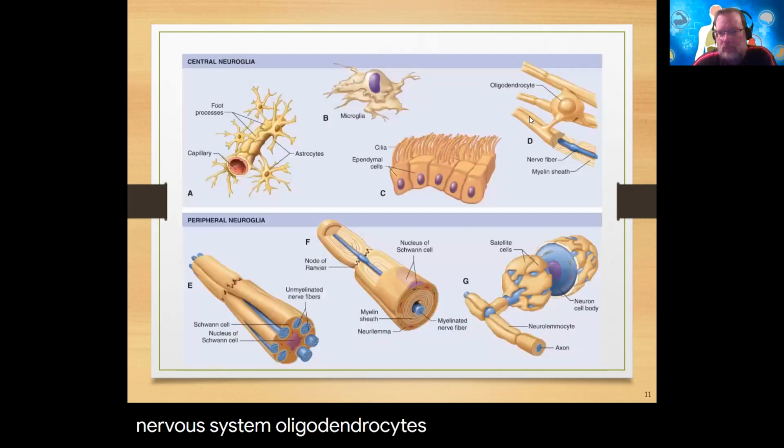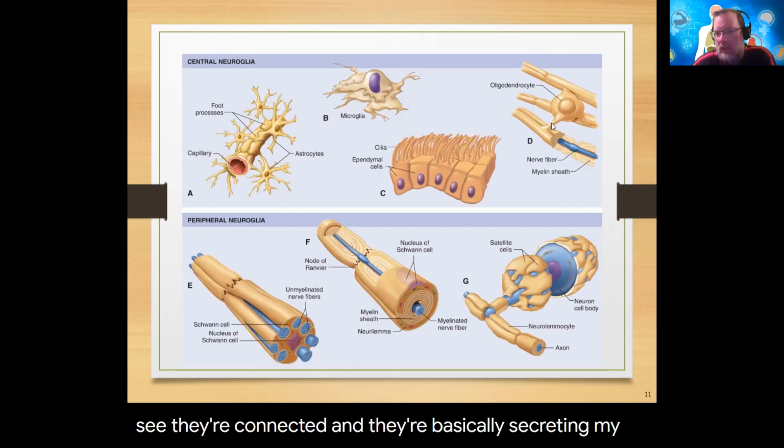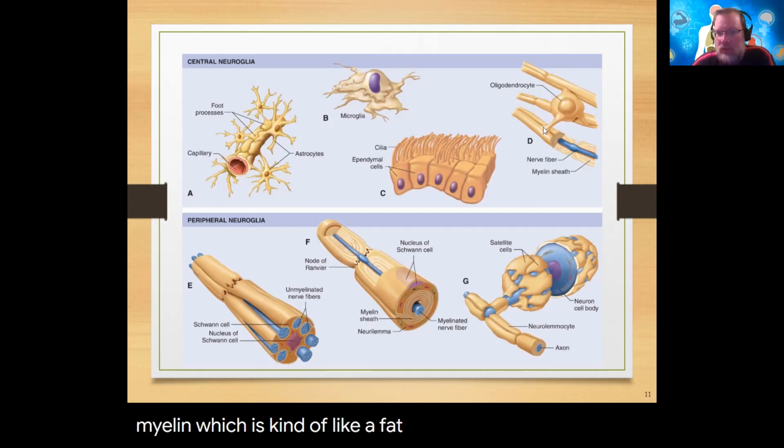Oligodendrocytes, here they are. You can see they're connected, and they're basically secreting myelin, which is kind of like a fat. Notice we see a lot of yellow. Yellow is indicative of lipid or adipose or fat, and fat is a wonderful insulator. So we have a myelin sheath. You see the term myelin, but the oligodendrocytes are the ones secreting that myelin.